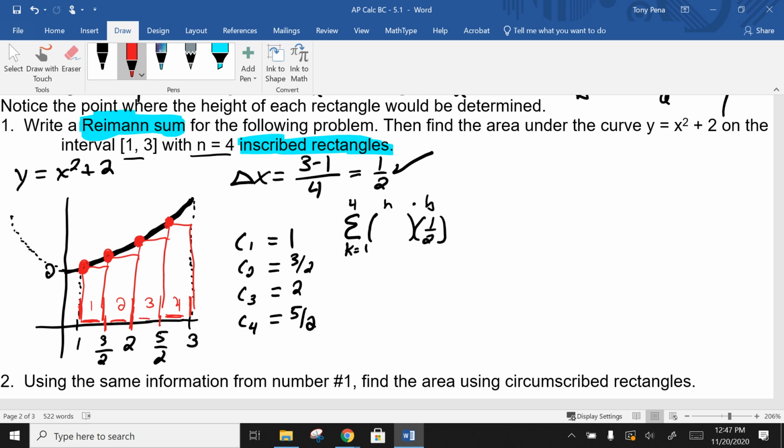I've mentioned it a few times. Isn't the height just the y coordinate on the curve? So the curve gives us our height. So where this now gets a little bit different, here's where I want to be careful.